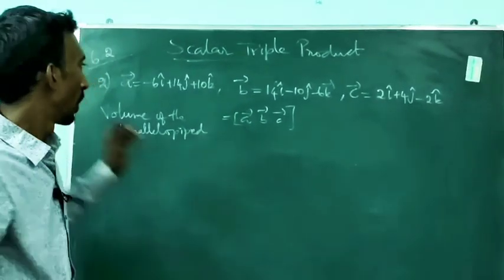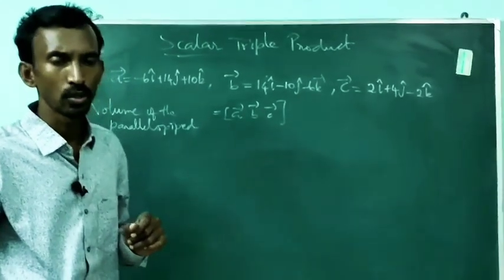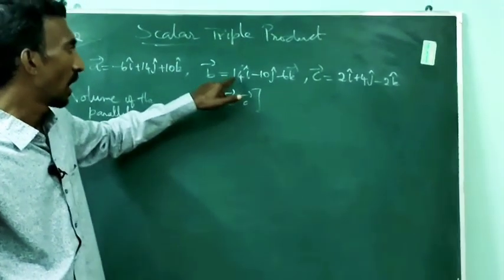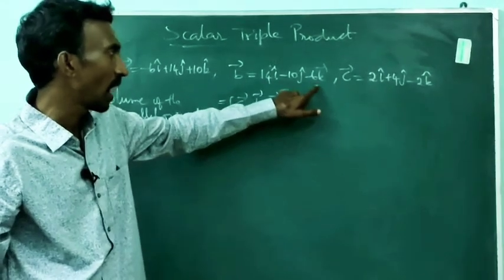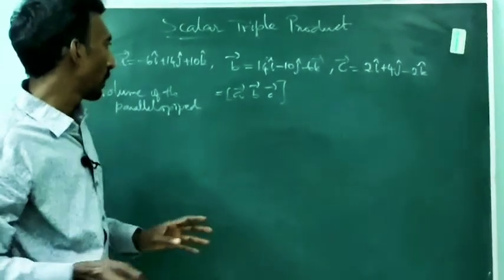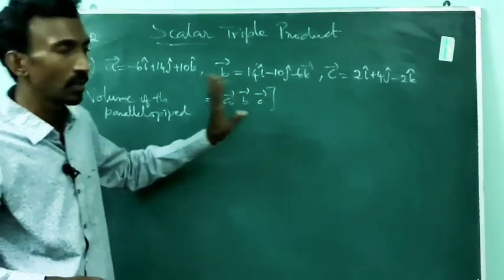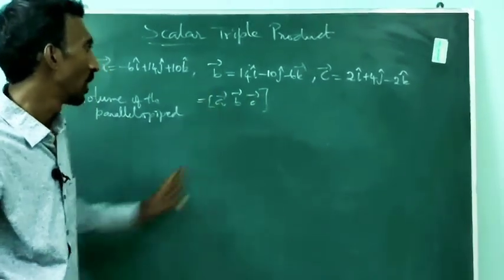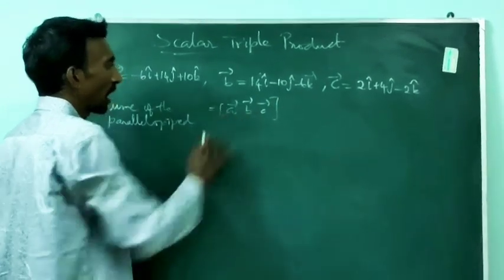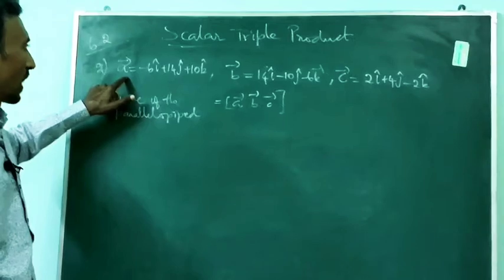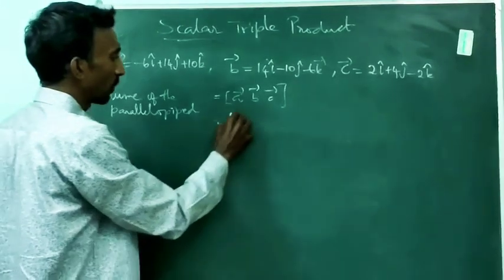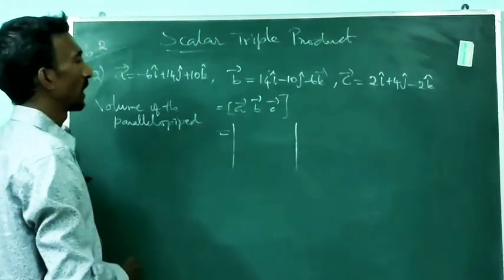Question number 2, find the volume of the parallelopiped whose coterminous edges are given by minus 6i plus 14j plus 10k, 14i minus 10j minus 6k and 2i plus 4j minus 2k. Already told you, the volume of the parallelopiped is nothing but the modulus of the box ABC or scalar triple product. So, modulus of box ABC. First we find the box product value. Take the first vector as A, second as B, third as C. Find box ABC.